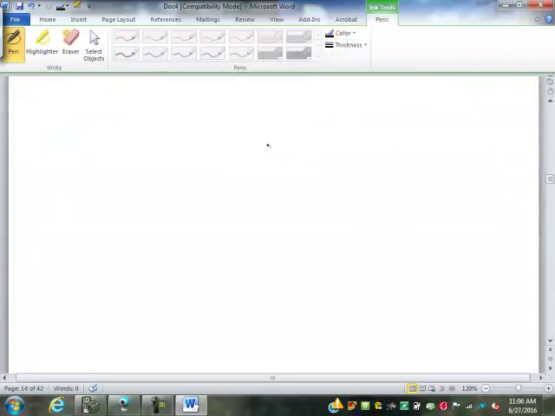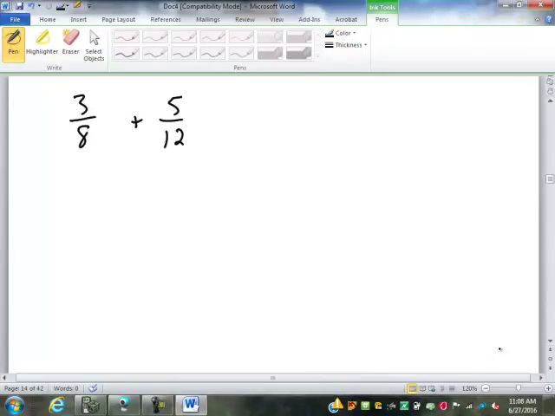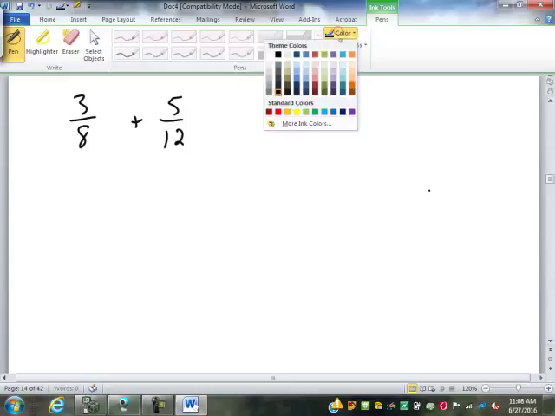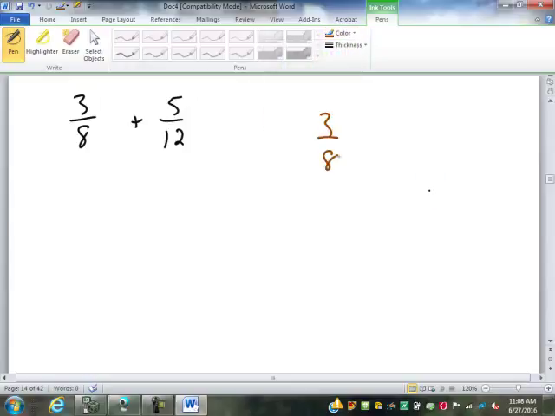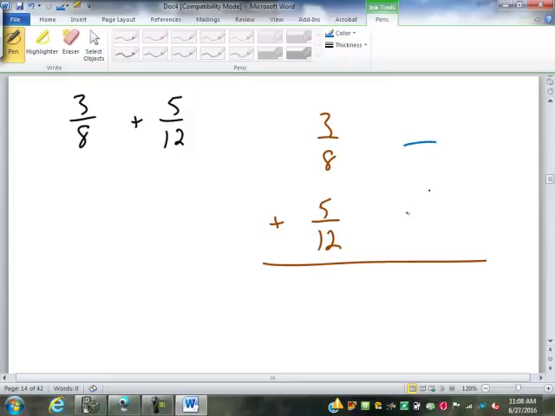Let's have you guys try one. Three eighths plus 5/12. Give that one a shot in your notes. So of course, step one, I'm going to write this out vertically just because that's the way I do things. Step one is to find a common denominator. We could do 8 times 12 is 96, but we have a much more convenient one, which is 24 again.